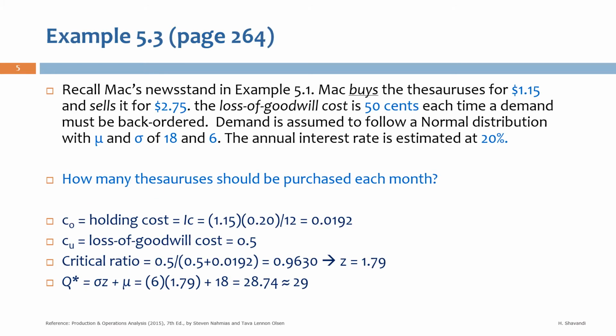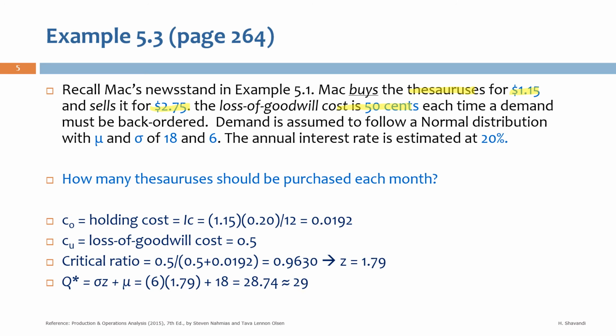Okay. Let's have an example here. We assume that the news vendor, newsboy, let's say, buys the thesaurus for $1.15 and sells for $2.75. So the thesaurus is different than a newspaper, right? We can keep them, we can hold them for the next periods, right? Because of that, we can apply the multiple planning periods here, okay? And the loss of goodwill cost here is assumed to be 50 cents.